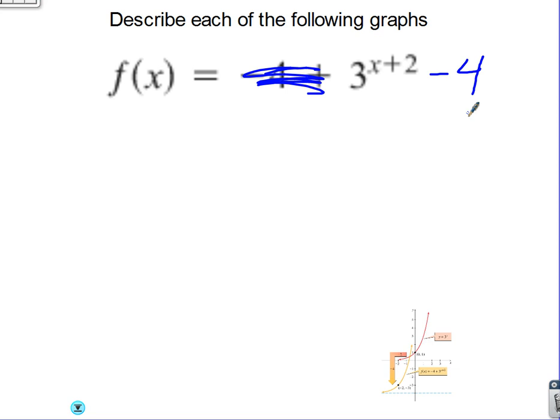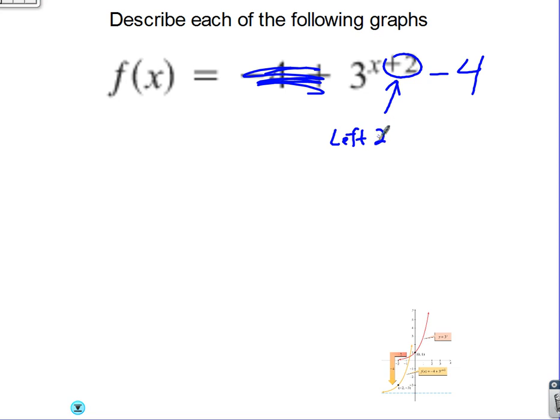Canada, the +2 is located with the x. So is it going to shift it up and down or left and right since it's with the x? Where's the x values located? Left and right or up and down? Left or right. Good. So that +2 is going to shift it either left or right. Anytime it's located with the x, it's backwards from what you would think. So that +2 right here is actually going to shift it left 2.